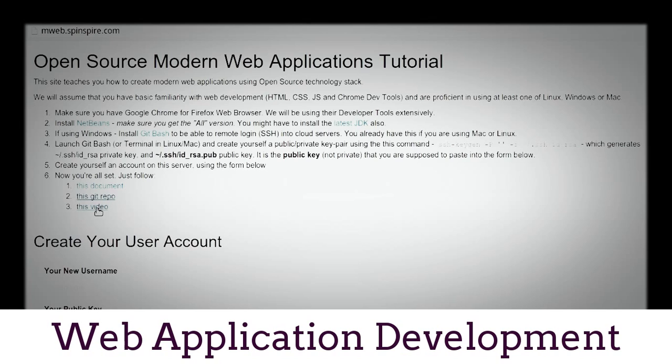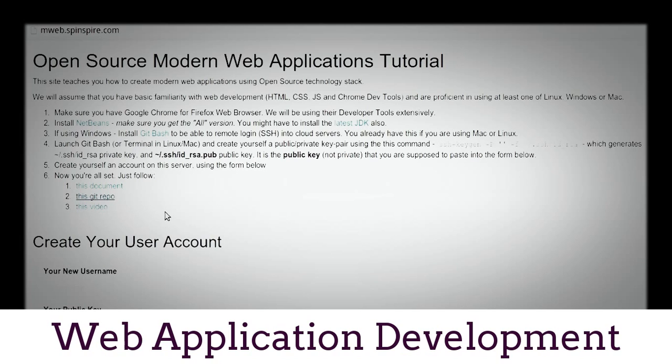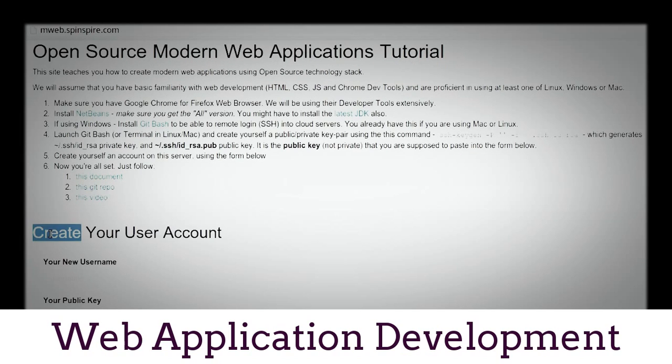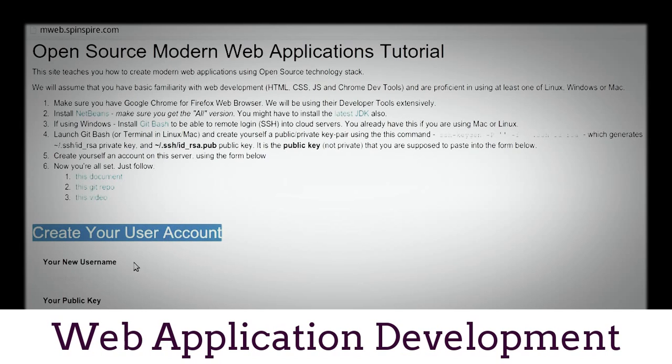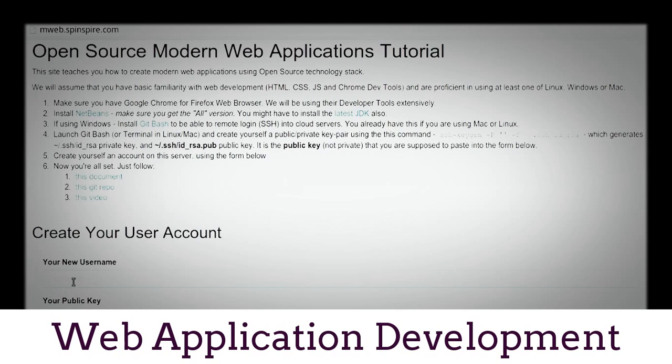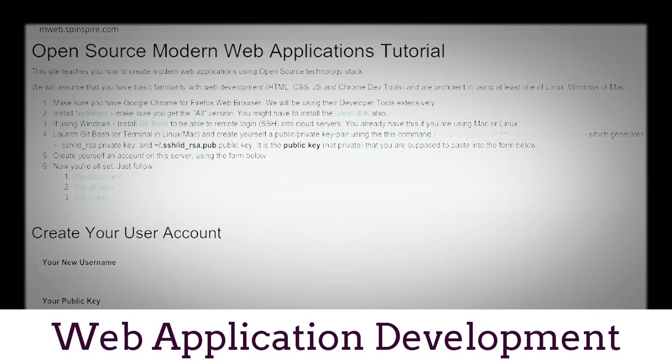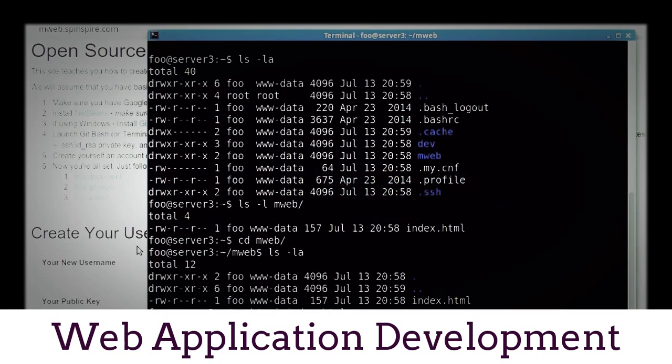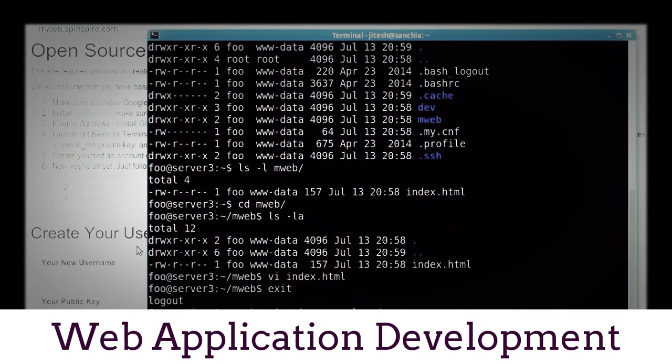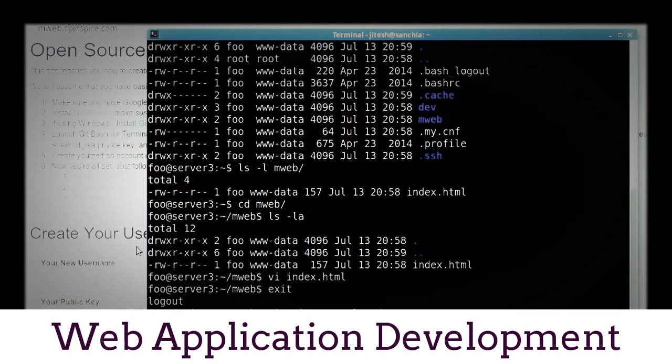Obviously I am recording that video right now, so this link is not functional, but by the time you watch this video, the video link will also be functional. Like I did at the very beginning of the screencast, you can create a new username, user account, and then make sure you paste your public key in here, and then you will be able to log in as basically like SSH username, which is foo in my case, at mweb.spinspire.com.